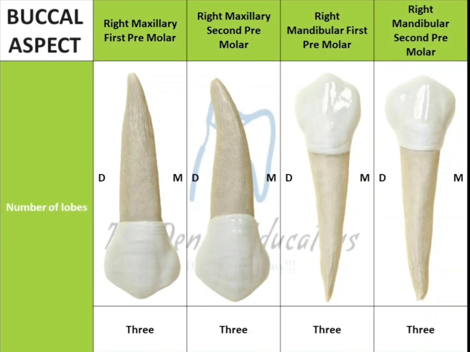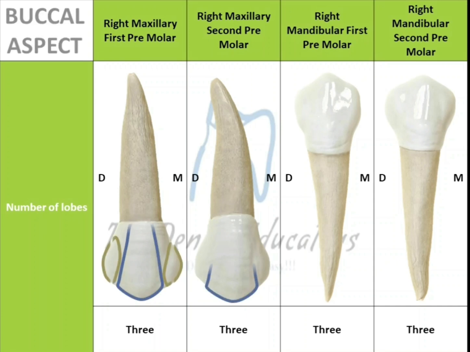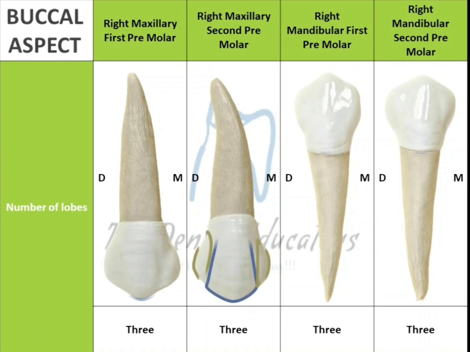The buccal aspect of all 4 premolars comprises 3 lobes. One on the mesial side, marked by M, is referred to as the mesial lobe, one on the distal side, marked by D, is the distal lobe, whereas the lobe in the center is known as the middle lobe or buccal lobe, as can be observed on the maxillary first premolar. Similarly, mesial, distal and middle lobes can be observed for the maxillary second premolar, mandibular first premolar and mandibular second premolar.